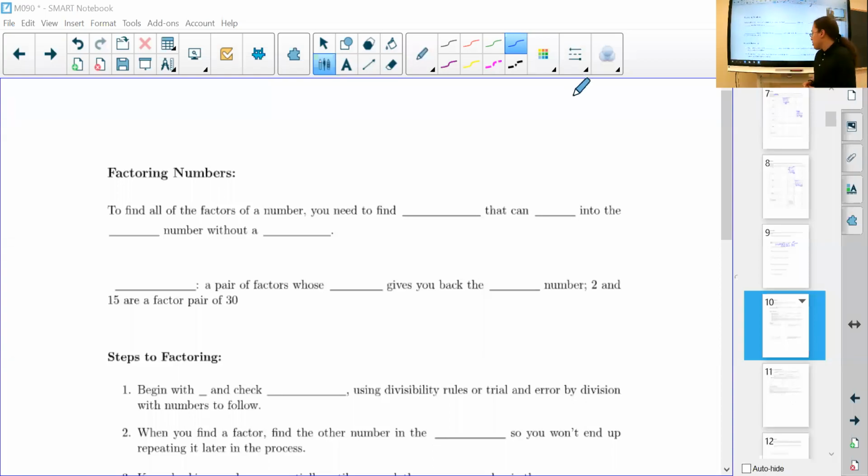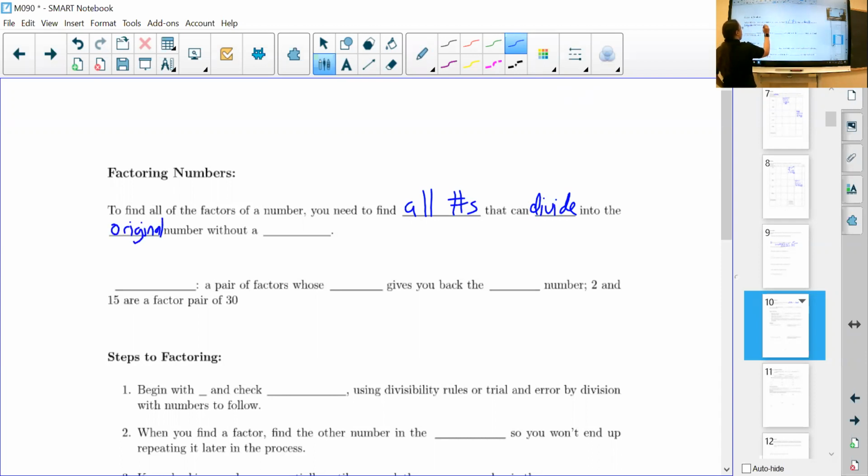Page 10, factoring numbers. So if we want to find all the factors of a number, we need to find all of the numbers that can divide into the original number without a remainder.